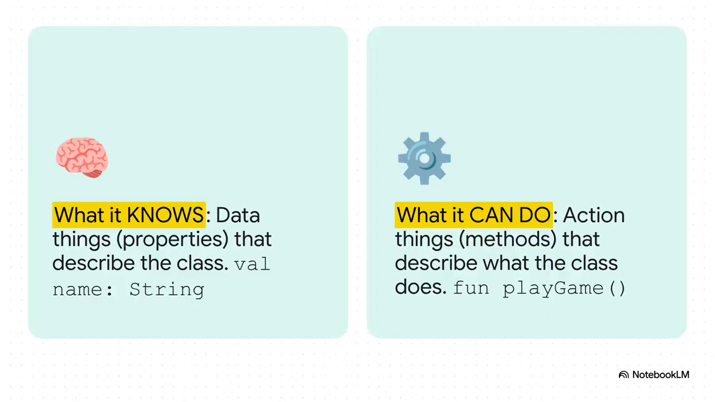The stuff a class knows is its data. We call these properties, things like a name or an age. And the stuff it can do, well, those are its actions, which we call methods. This is the actual logic, like a function to introduce yourself.